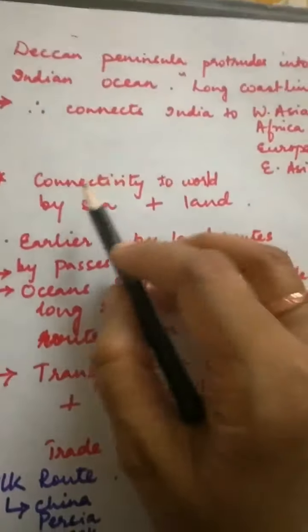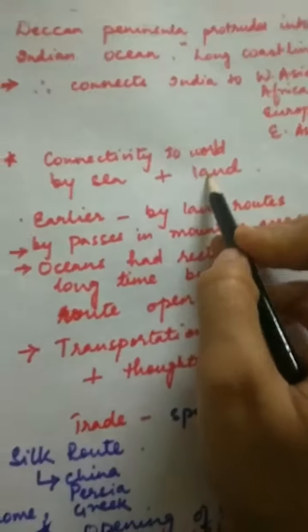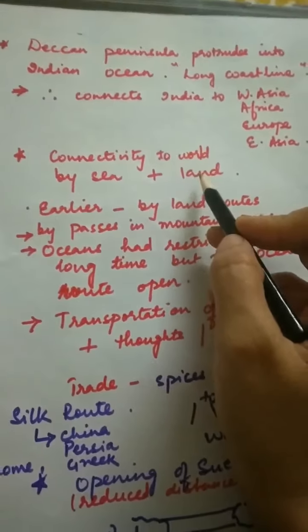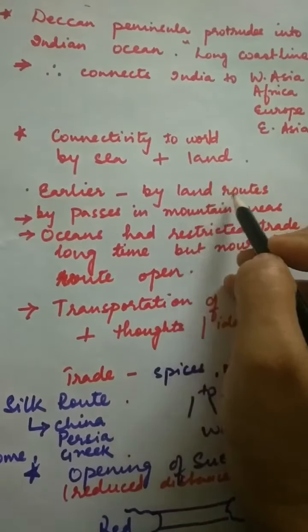Okay, now how was this connectivity done? This connectivity to the world was done by sea and land, both. It was done by sea and land, but in initial times it was majorly done by the land routes.